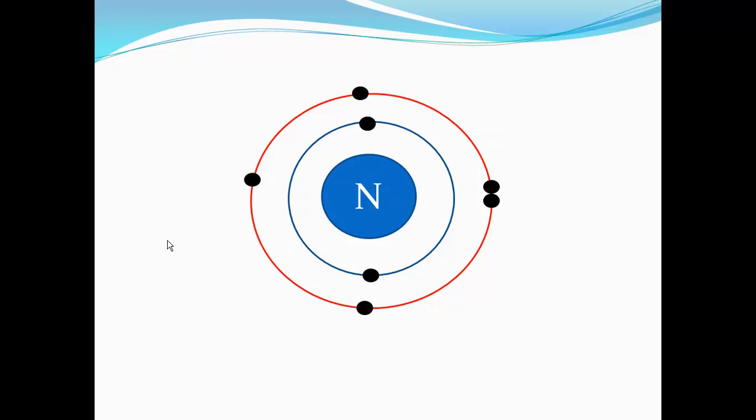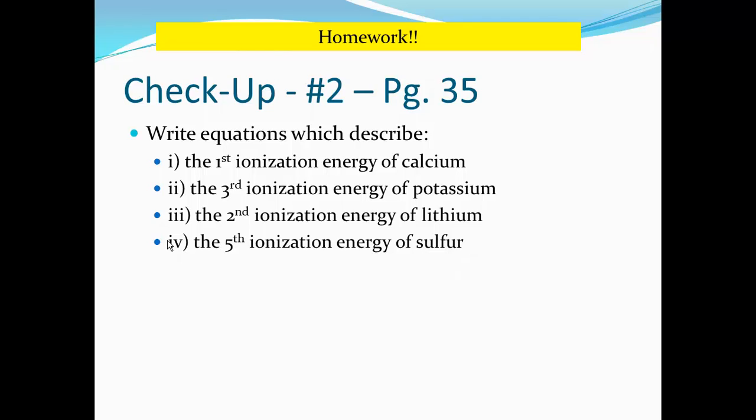So you can see those 5 electrons. Once you get rid of those 5, you have the new energy level. So you can see that big jump between 5 and 6.